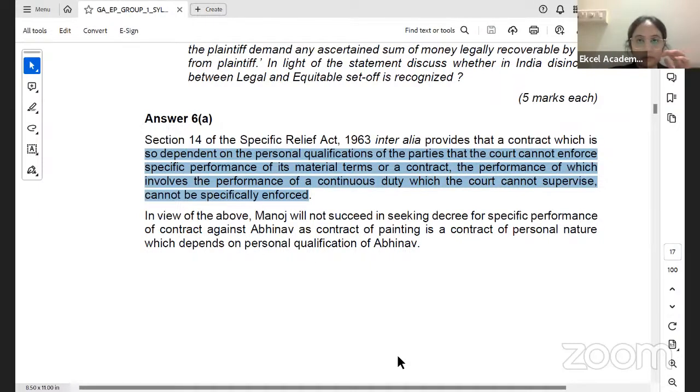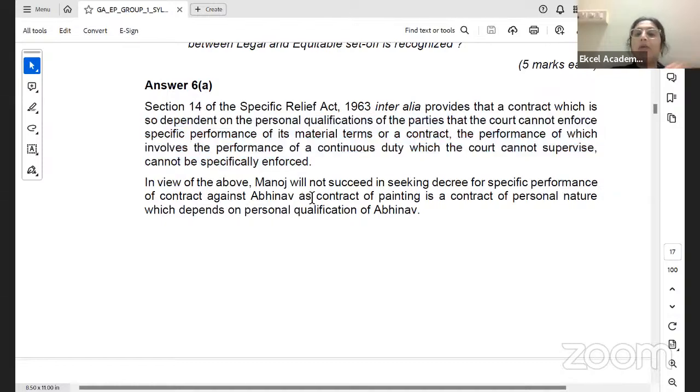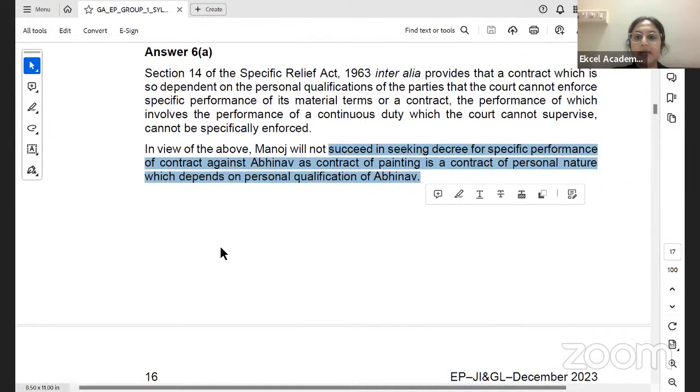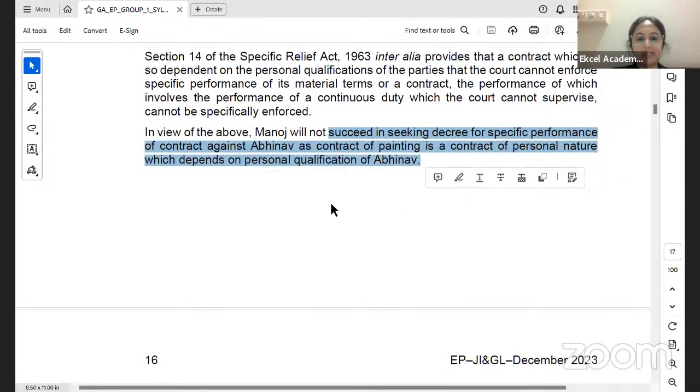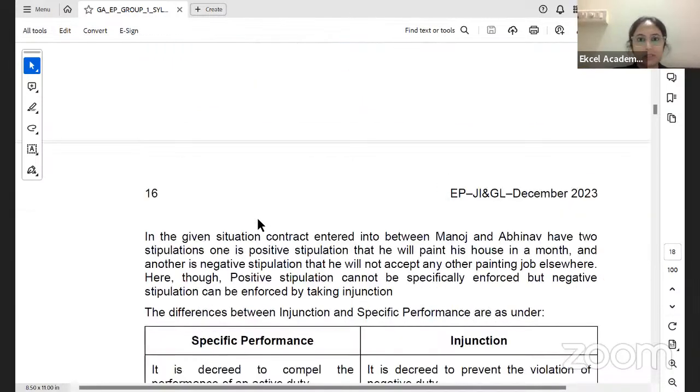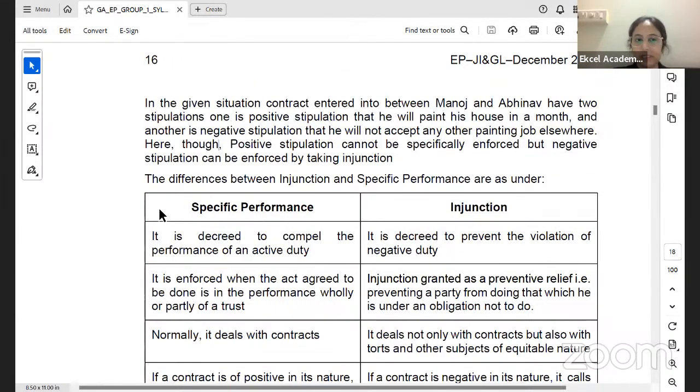So that is the first thing you have to write. Then, in view of the above, by keeping in mind these provisions, Manoj will not succeed in seeking a decree for specific performance of contract against Abhinav, as the contract is personal in nature. Correct, no? So it is personal in nature.